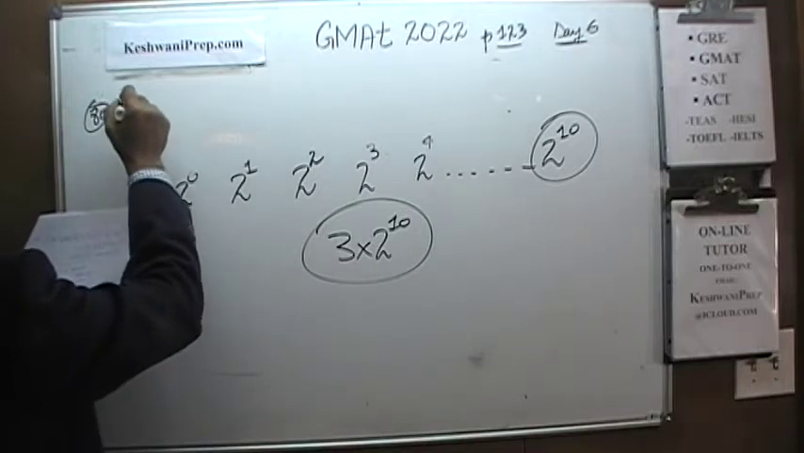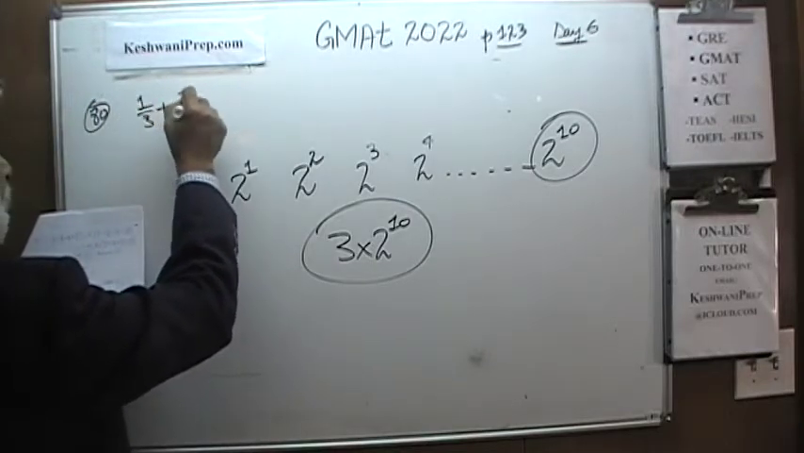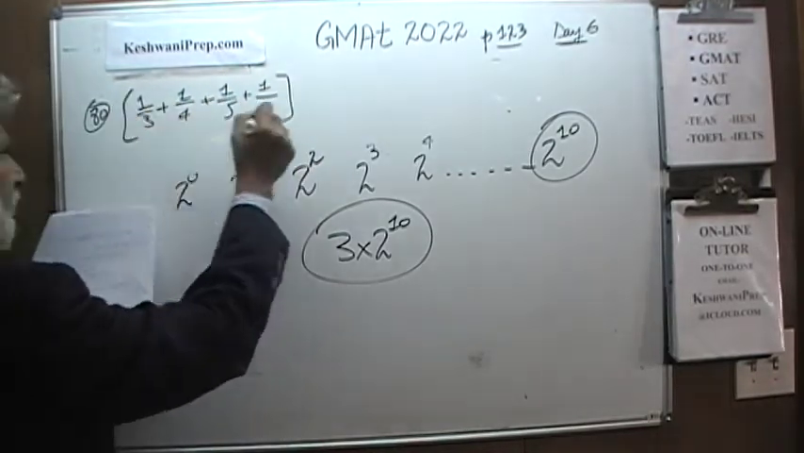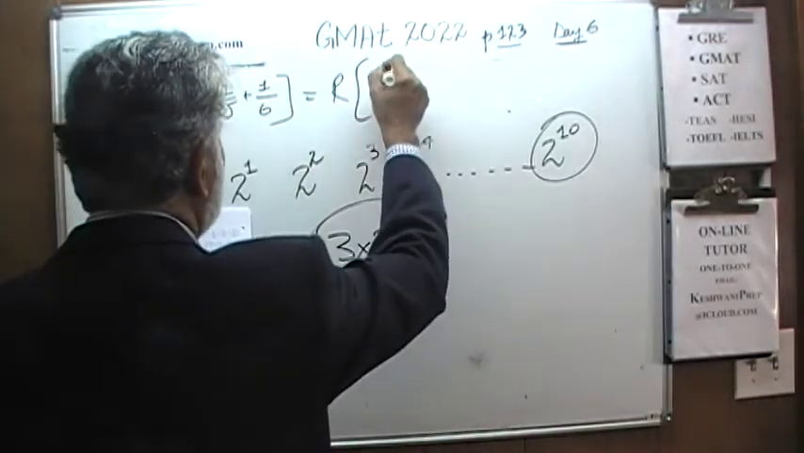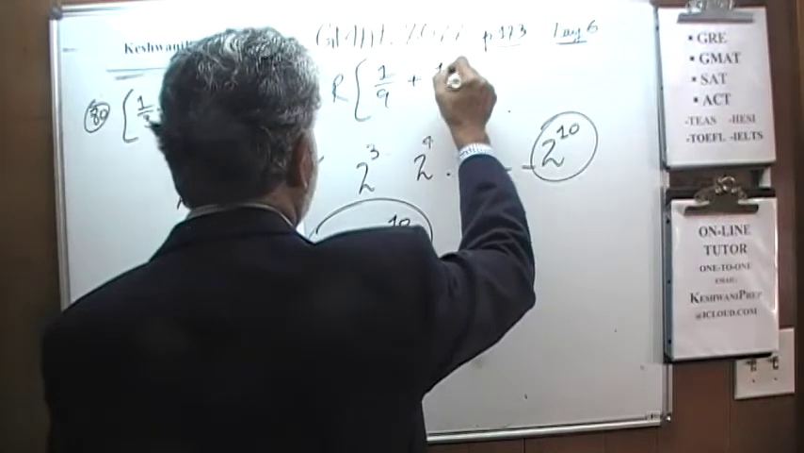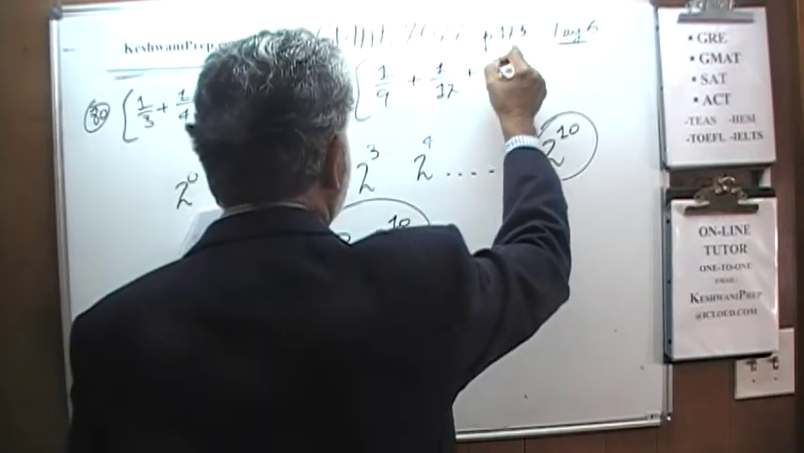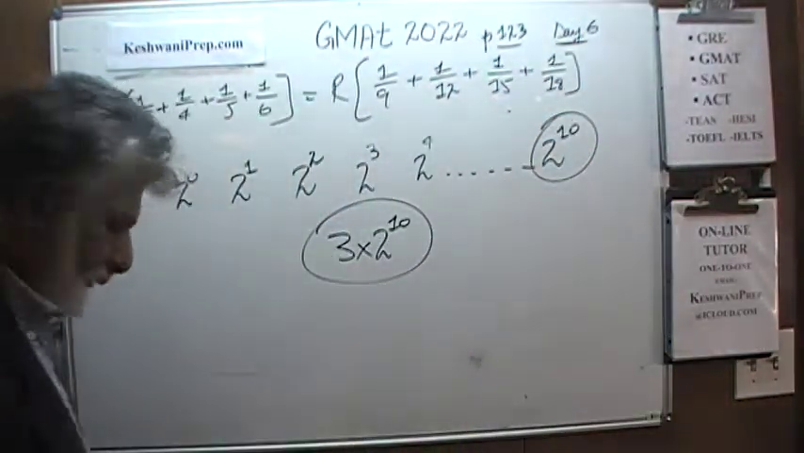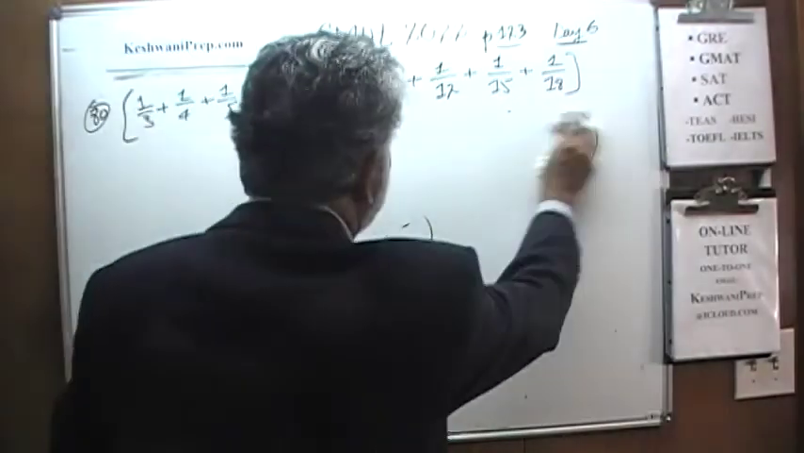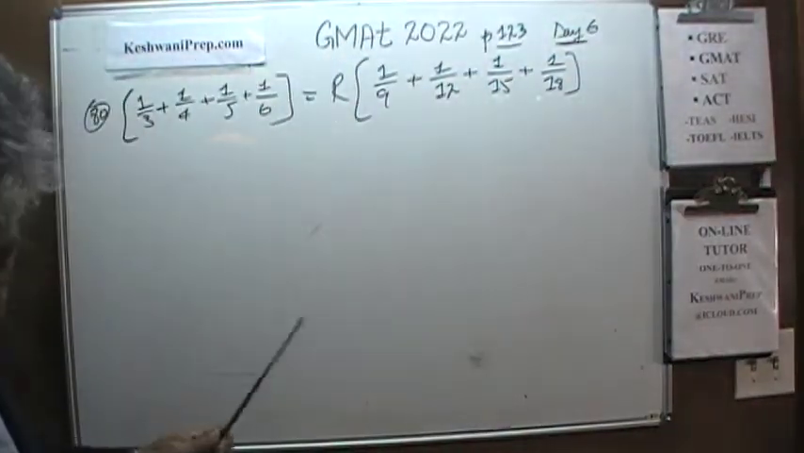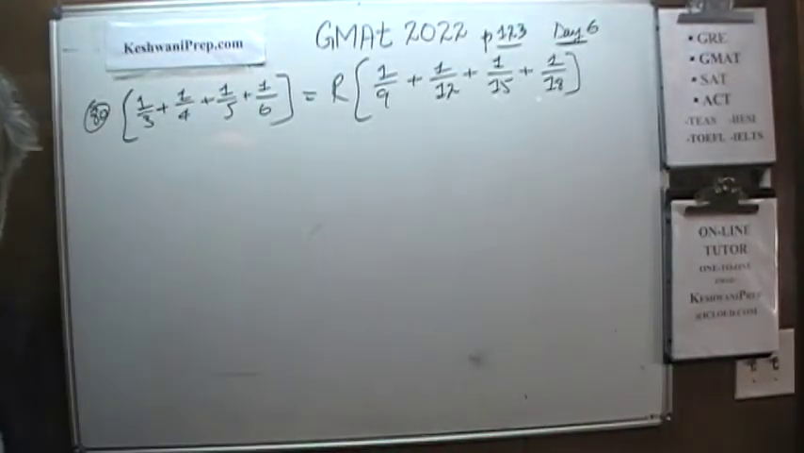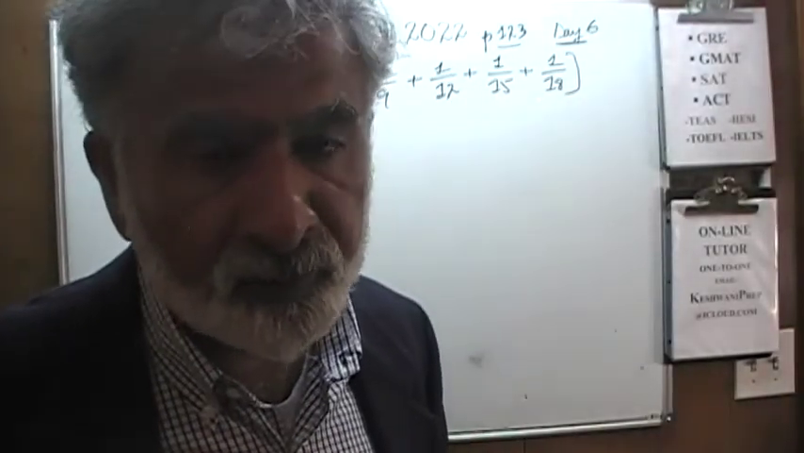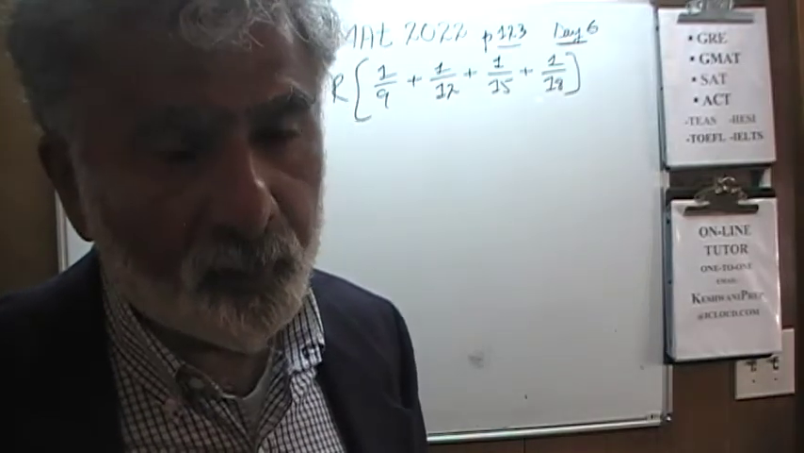Number 80. In 80, we are told that 1/3 plus 1/4 plus 1/5 plus 1/6 equals r times (1/9 plus 1/12 plus 1/15 plus 1/18). I hope that you're able to see right away that obviously we're not going to sit here and add up all of these fractions using the least common multiple. We're not going to do that, obviously. There is something else going on.